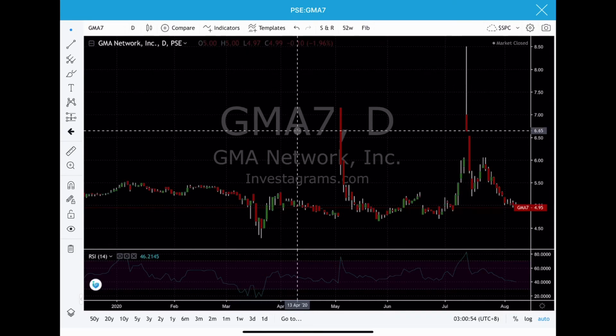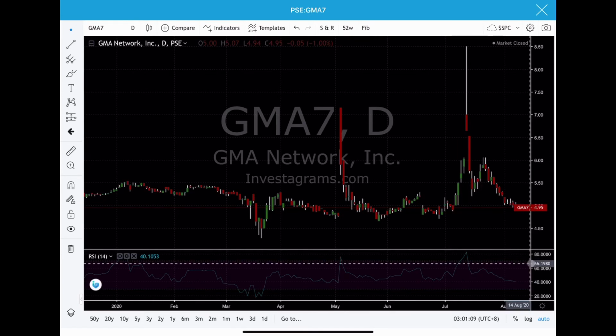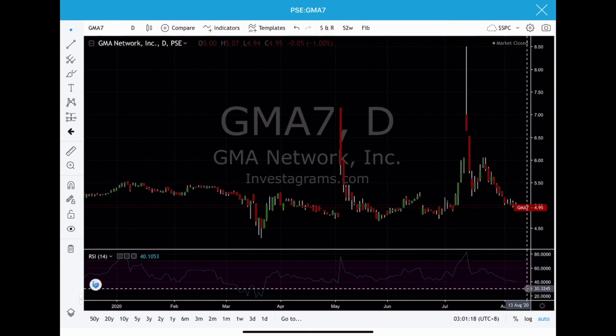For this purpose, we have to take note of the following markings. First, we have to take a look at this upper mark, which is approximately 70. And below is this 30 mark. If it exceeds the 70 mark, it means the price is overbought. If it dips below the 30 mark, then it is oversold, meaning, emotionally, traders are selling their positions.